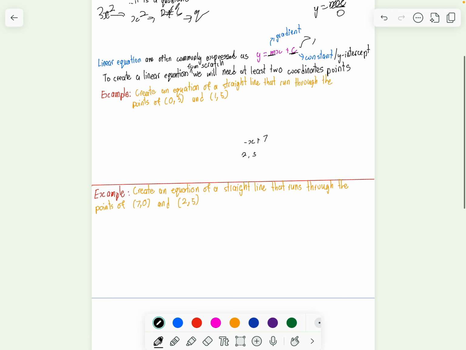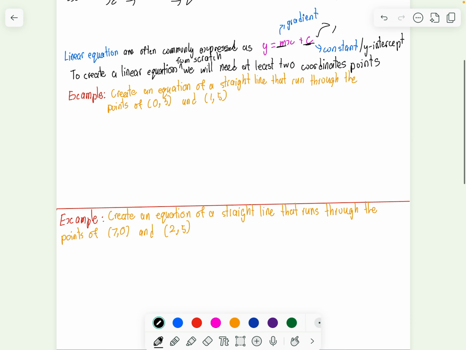It's really simple. Let's go. Now we have: create an equation of a straight line that runs through the points (0, 3) and (1, 5). Using this, we're going to use the rise over run method. We can write it down. Rise over run: our rise is our y values, and our run is our x values.